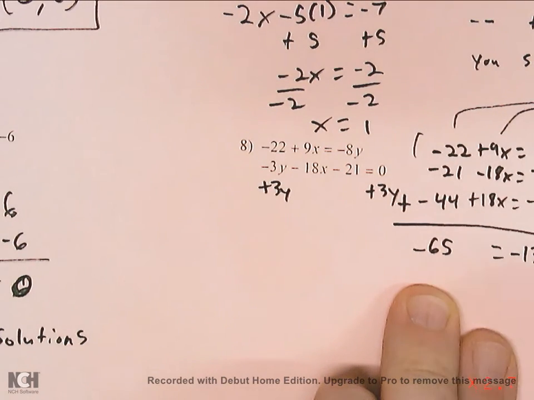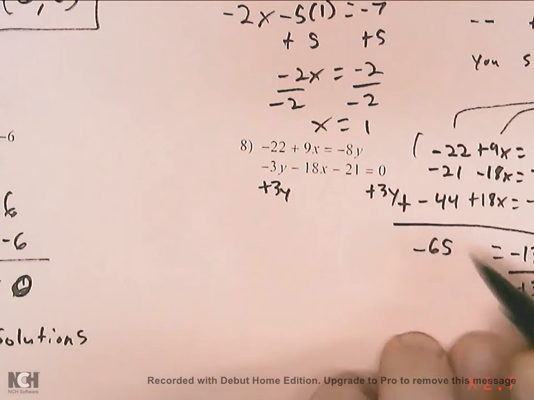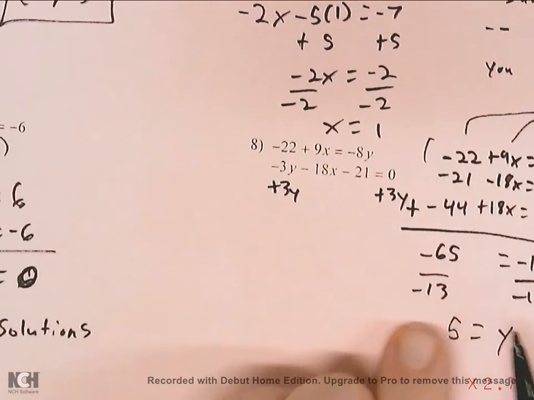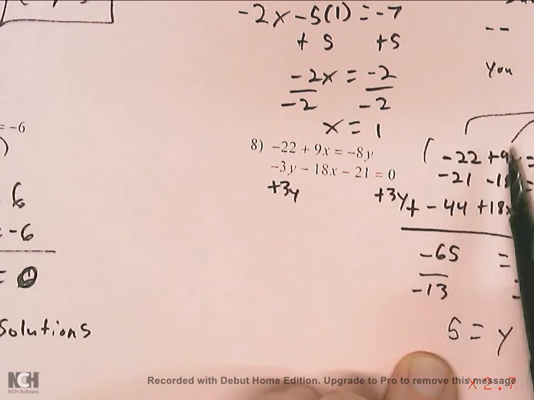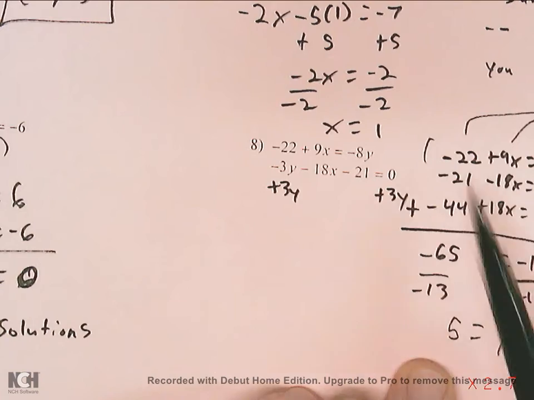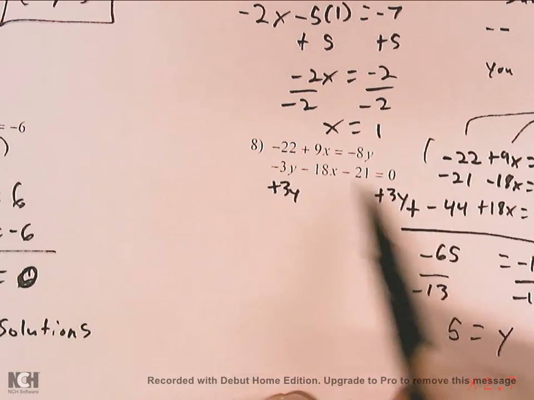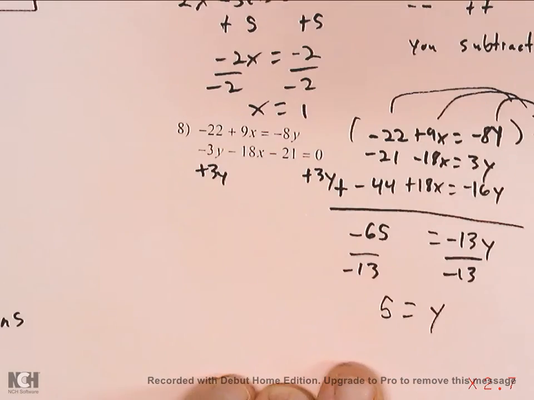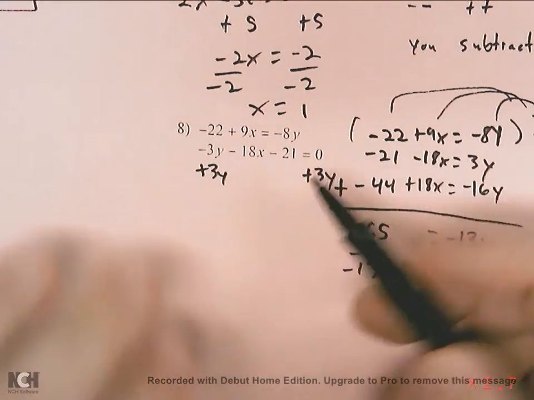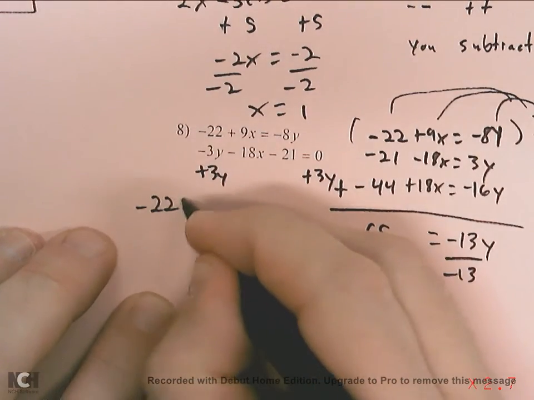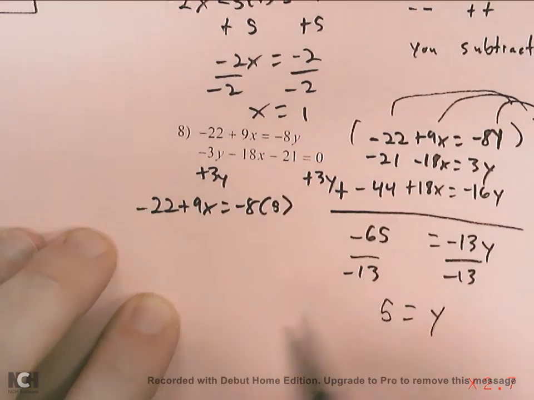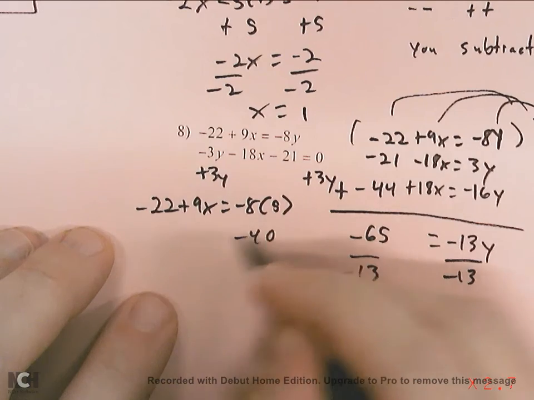And then last step here, I would have to divide by -13, which is going to give me +5 for y. And then I take that and I plug it back into any of these equations. Okay? There's lots of equations I can choose from. Let's plug it back into this original top equation right here. So I'm going to replace the y with 5. So -22 plus 9x equals -8 times 5, which would give me -40.